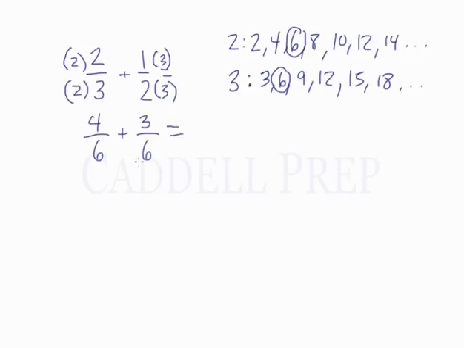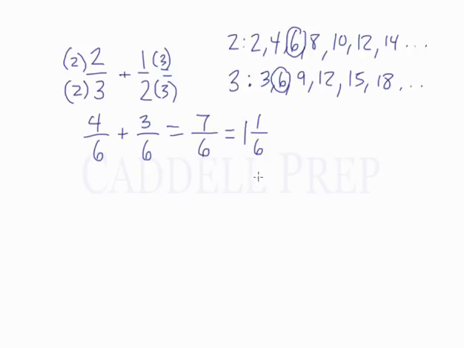And we can add now. So again, denominator stays the same. 4 plus 3 is 7. So we have 7 over 6. So this is an improper fraction because the numerator is bigger than the denominator. So let's make this a mixed number. 7 divided by 6 is 1, but there's a remainder of 1. So we have 1 and 1/6.